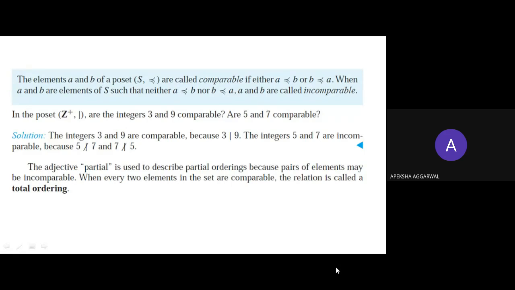Now this is the last example. The elements, for example, 3 and 9, are comparable or not in the divisibility relation? So relation name is divisibility. So 3 divides 9 or 9 divides 3. Either of the two is true, right? So this is comparable. And for 5 and 7, this is comparable or not? No, because neither 5 divides 7 nor 7 divides 5. So this is incomparable. Okay, clear? So that's all.